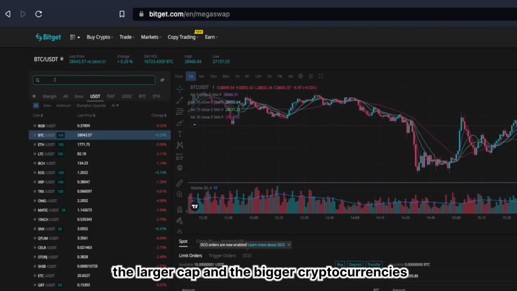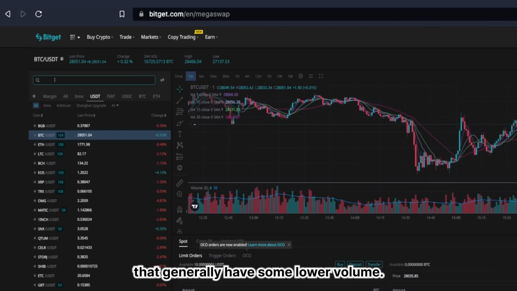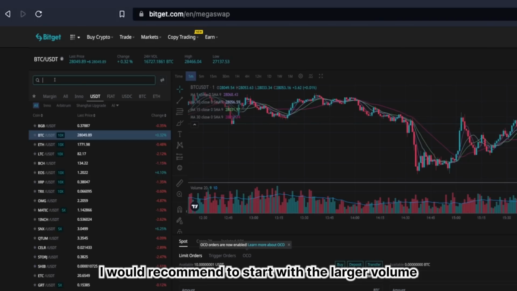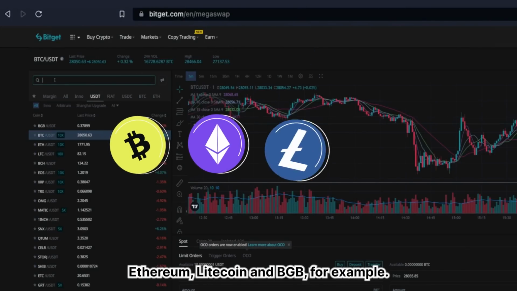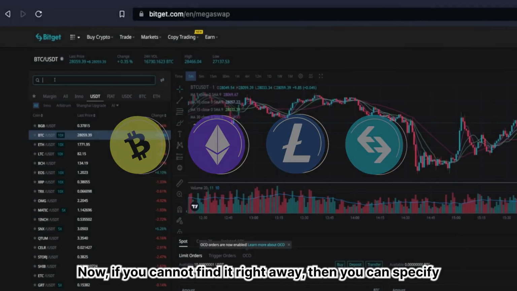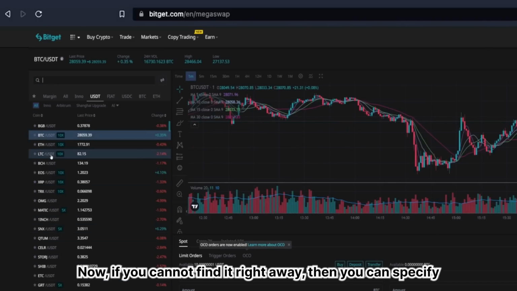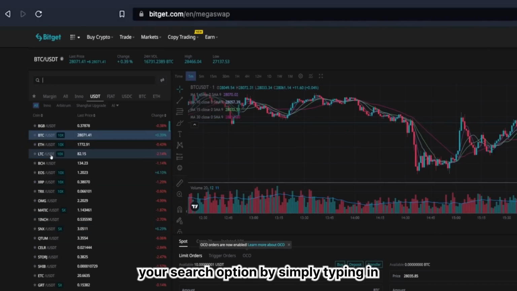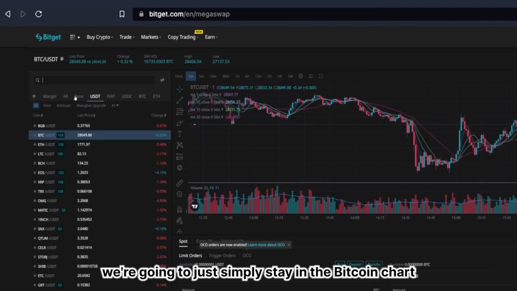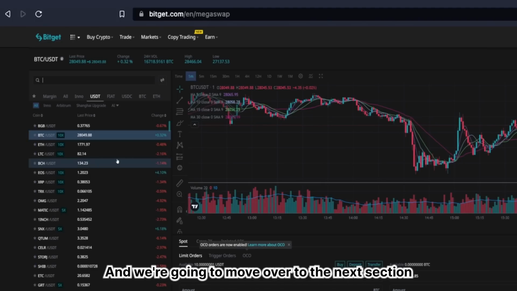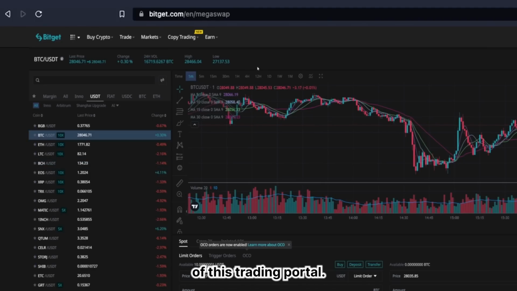You can choose to trade the larger cap and bigger cryptocurrencies, which is recommended if you're just starting out, or you can choose to trade some altcoins that generally have lower volume. To get started, I would recommend the larger volume traded cryptocurrencies such as Bitcoin, Ethereum, Litecoin and BGB, for example. If you cannot find it right away, you can specify your search by typing in, let's say, ETH, and here you have your options. For this purpose, we're going to stay on the Bitcoin chart because it doesn't make any difference, and we're going to move over to the next section of this trading portal.